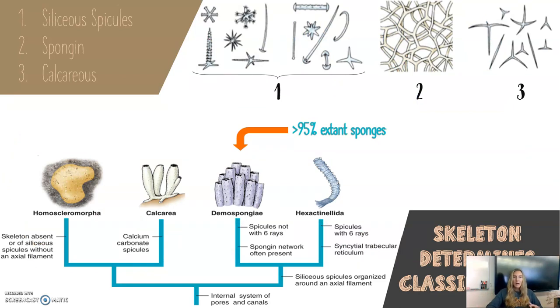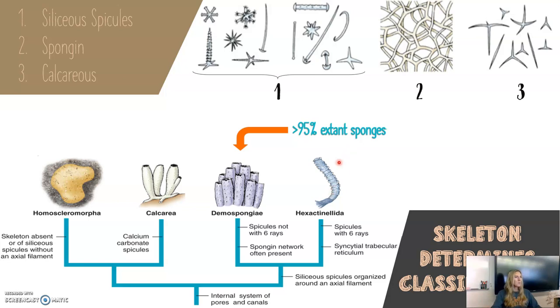Now that we've talked about a ton of cell types and body plans of sponges, we're going to touch on how we classify sponges. They are actually classified on their skeleton type. If there are silica-like spicules, so these right here, then the sponge is going to be in the class Hexactinellida, and that could be something like a glass sponge.